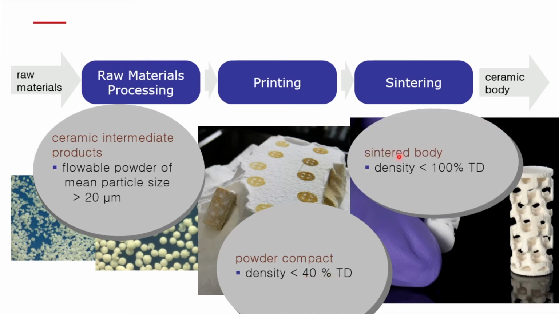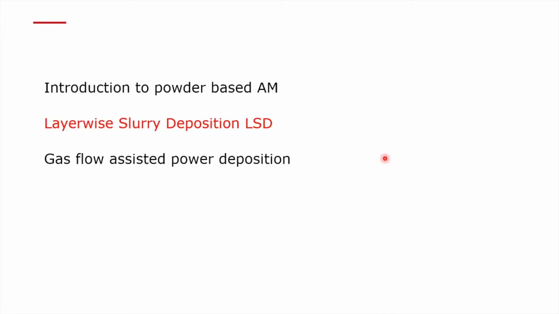And the sintered body, of course, with this low packing density and this large particle size, will not be dense. So it will be significantly below 100% theoretical density. So coming to solving these problems, we have developed a process which is called layer-wise slurry deposition.